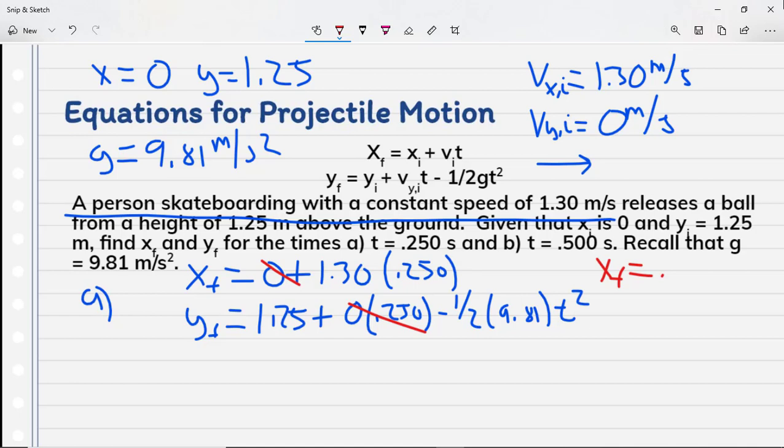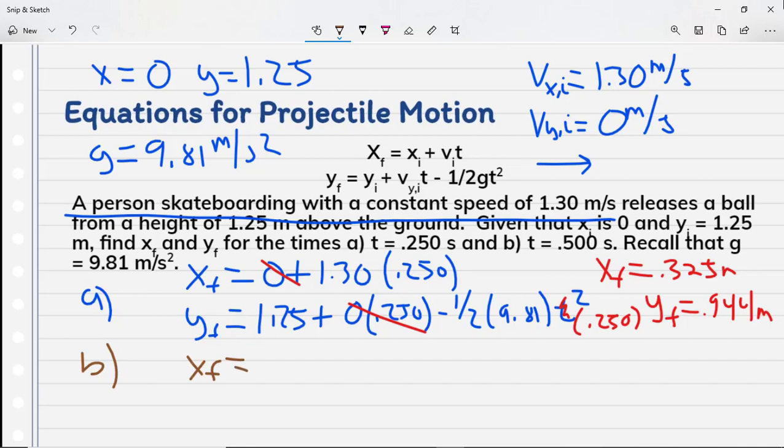So x final will be 0.325 meters. You have to do a little bit more work here. Oh, that t should be 0.250. We should get, solving for y there, 0.944. And then we're going to do the exact same process for B, except this time we're going to use 0.5 seconds.